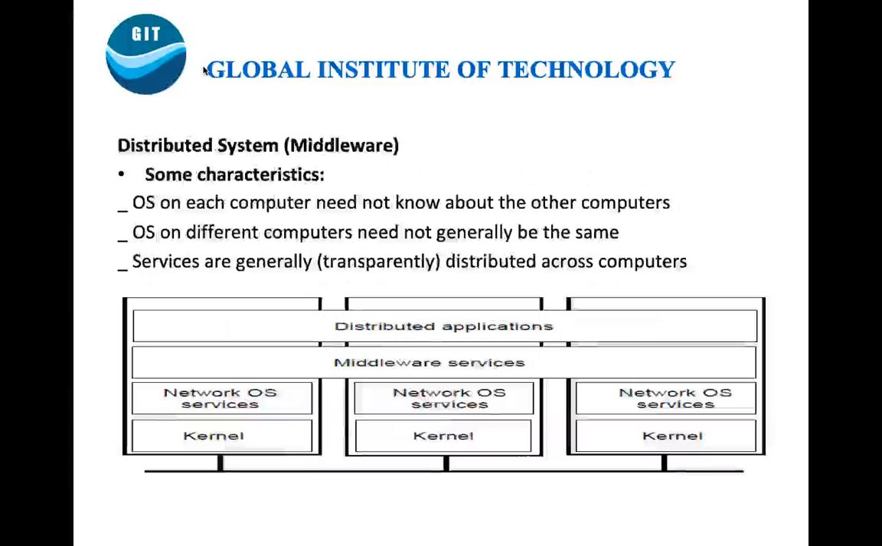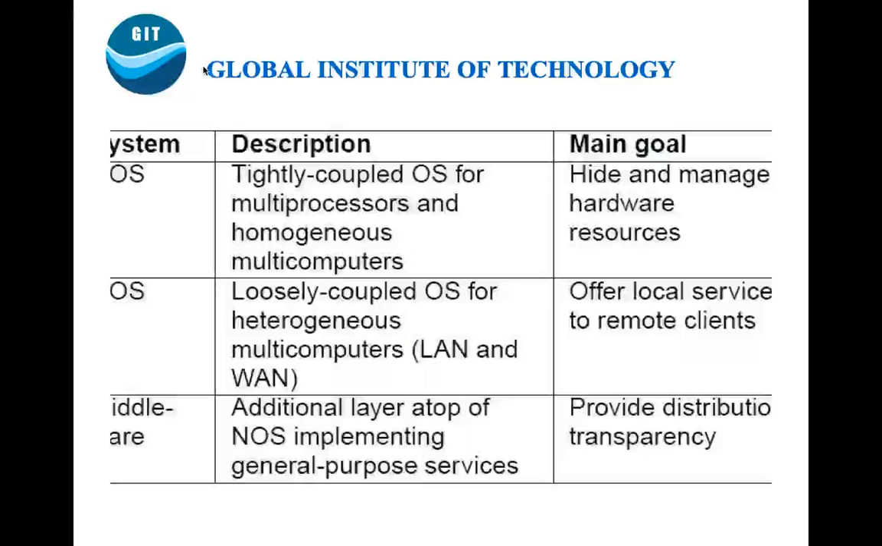Distributed system middleware. It has some characteristics. The OS on each computer need not know about the other computers. The OS on different computers need not generally be the same. Several services are generally distributed across computers. This diagram is a distributed system middleware, and the distributed application and network OS services are connected with the middleware services. This is a basic description of DOS, NOS, and middleware.